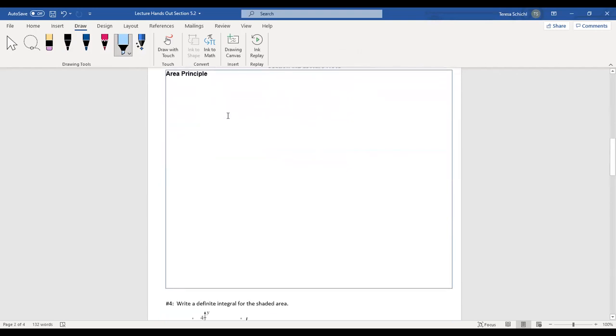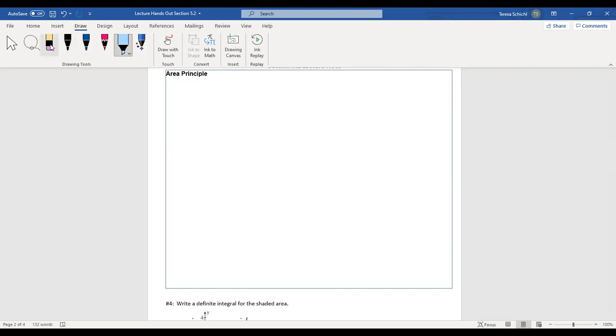Now we know what the definite integral means. When you try to take the integration, you are really trying to find the area here. Now let's take a look at some area properties.